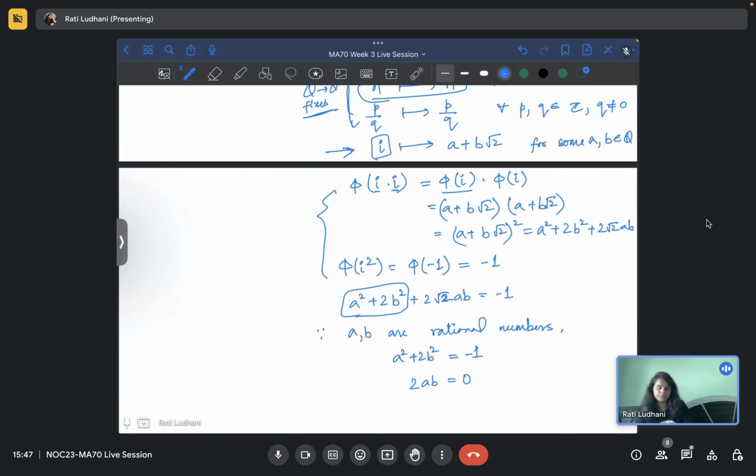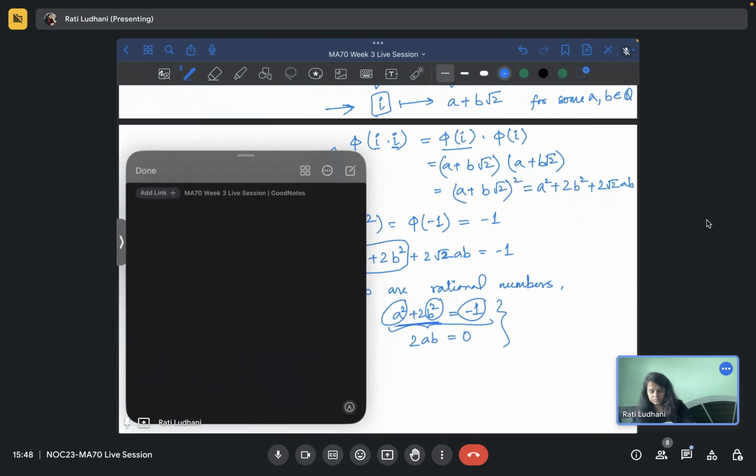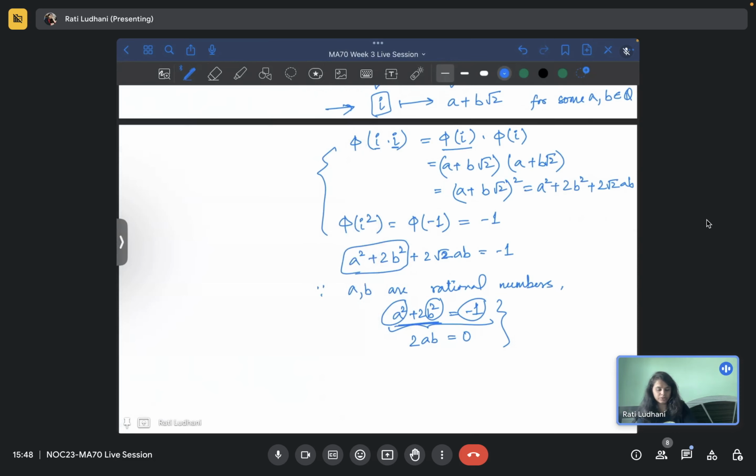0. So as he said, even this cannot be a possibility, because a square is a positive number and b square is a positive number in rational numbers. So a square plus 2b square has to be a positive number, and so that cannot be equal to minus 1. You can even go further.